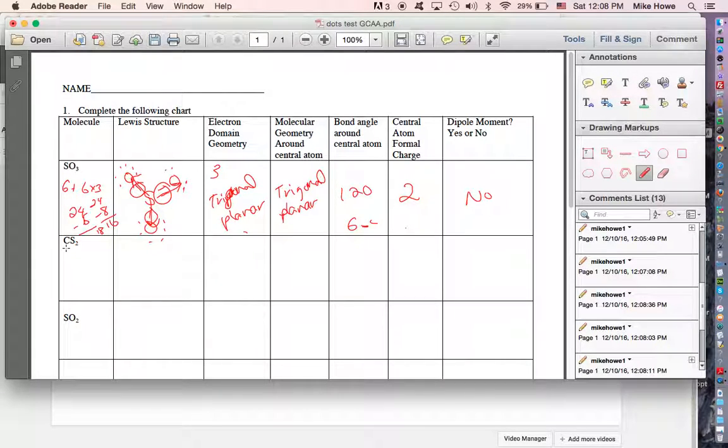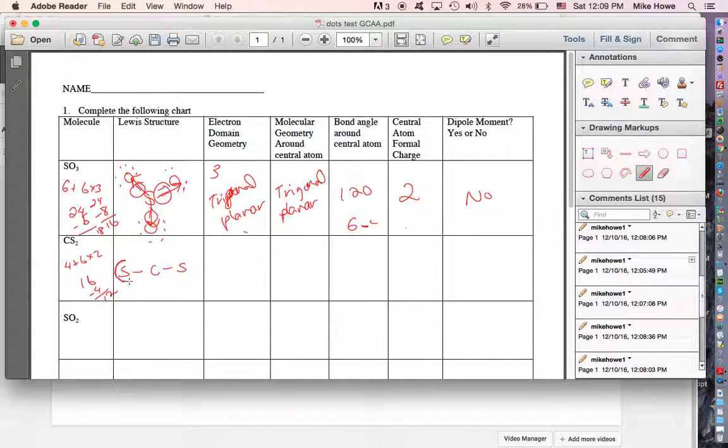Next one, CS2. You got 4, 6 times 2. So you've got 16 valence electrons. You set up your picture. You take away the electrons that are in the picture. So now you have 12 to put in. If I put 6 electrons here and 6 electrons here, you can see that I'm going to be fine for my sulfur, but I've used all my dots. So 1, 2, 3, 4, 5, 6, 7, 8, 9, 10, 11, 12.